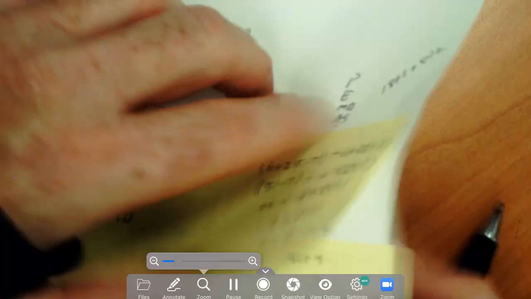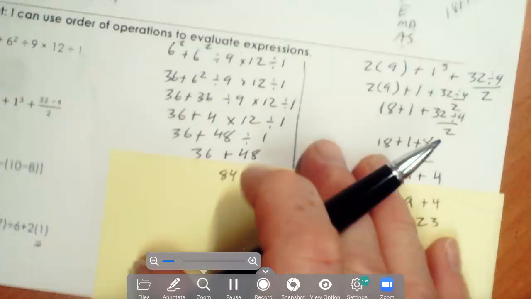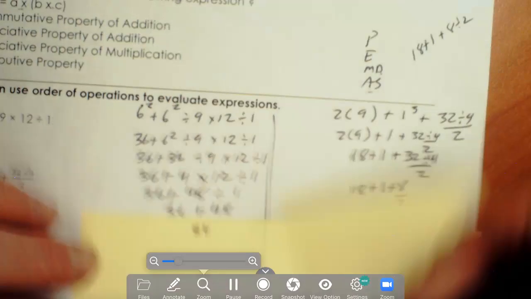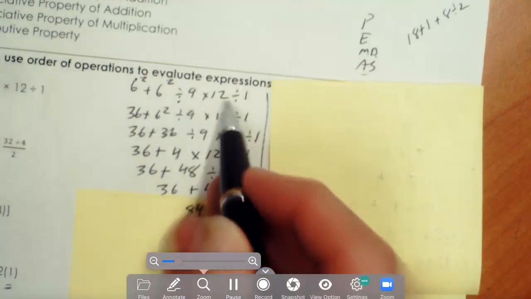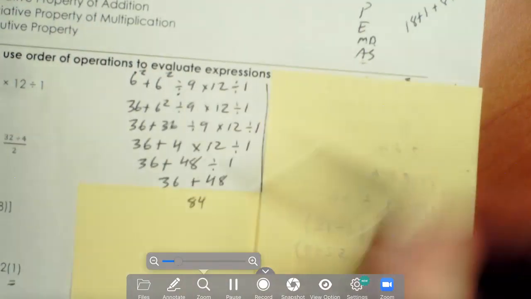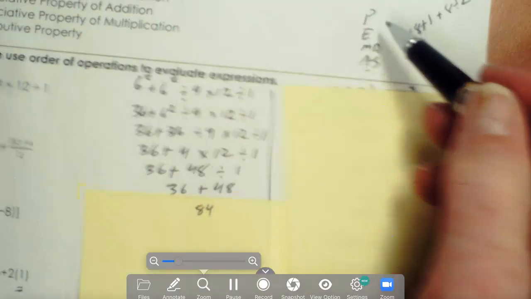I worked these out ahead to make it a little bit more efficient. All right, so for this first one, I just took this problem. 6 squared plus 6 squared divided by 9 times 12 divided by 1. Order of operations, here's my PEMDAS. We have to do the parentheses first.